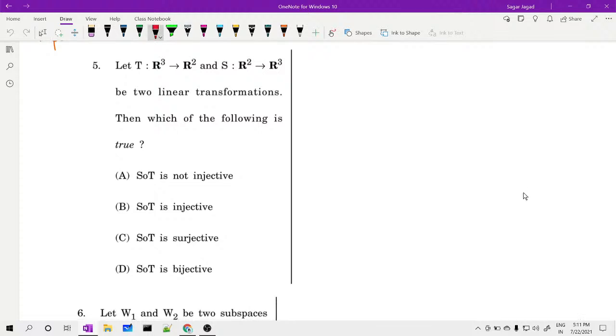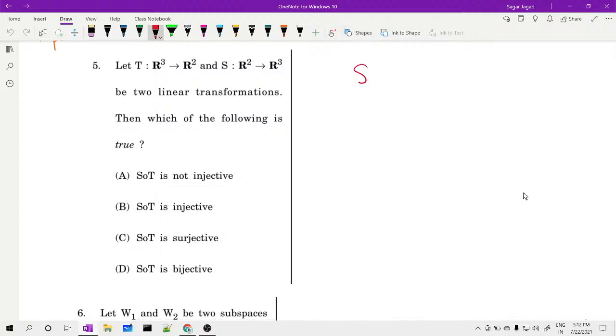First of all, let's hear what the question is. T is from R3 to R2, S is from R2 to R3, two linear transformations. Then which of the following is true? If you observe the question, how many options are there? One, two, three, four. Out of which three are talking about injective. So actually, the question is to find out whether my S composite T is injective or not. Can it be injective? Let's just think about it.